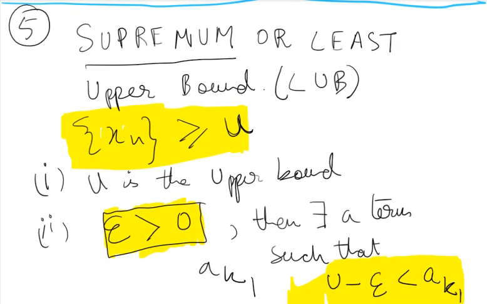Next, the supremum or the least upper bound, where x of n will not be greater than some value, and it will contain an upper bound. Then you have to take an epsilon that is greater than 0, and there will exist a term a of k1 such that the upper bound minus that epsilon, and of course epsilon has to be a small value but greater than 0, so u minus epsilon will be less than some value a k1.